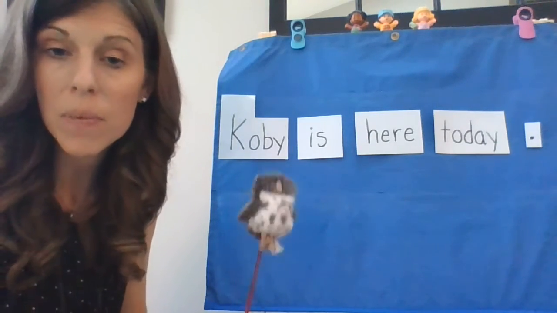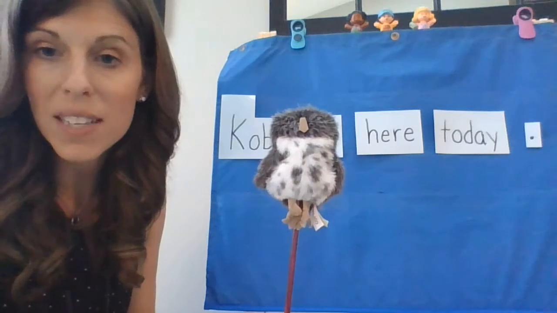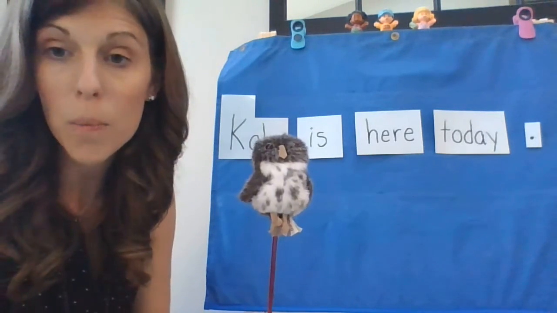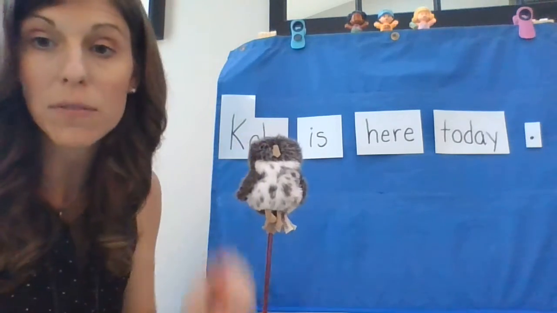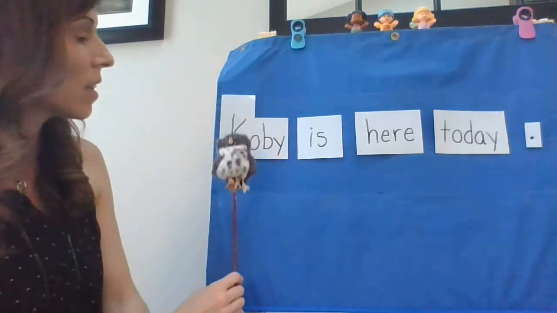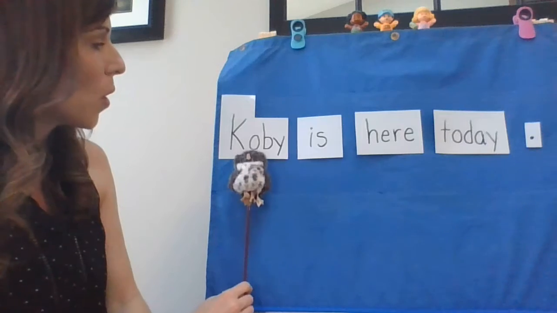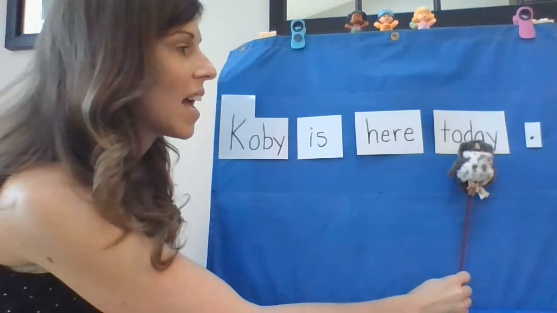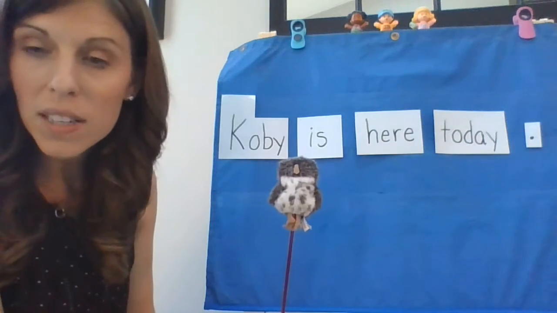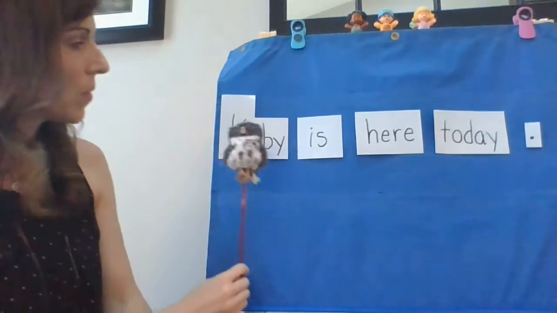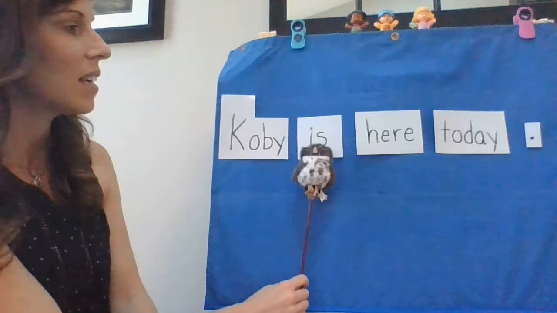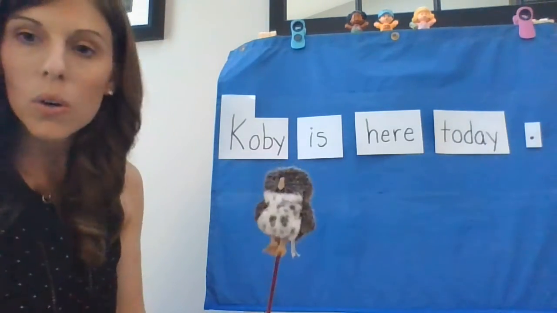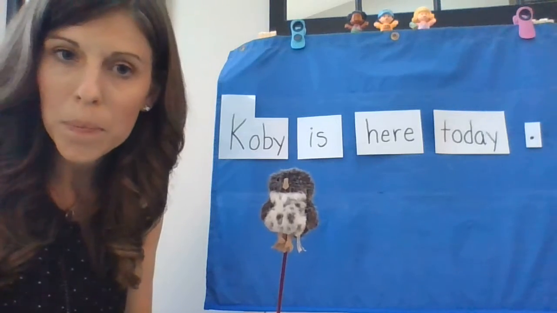So now we're going to read together the sentence that we wrote today when we asked who was here today. Baby Echo is going to read the sentence first, and then I would like you to be his echo. So you'll read the sentence after him, right? Listen first. Kobe is here today. Can you read the sentence with Baby Echo? Kobe is here today.